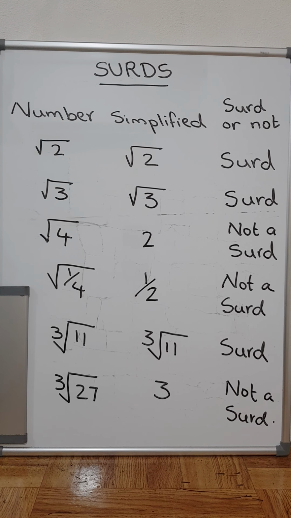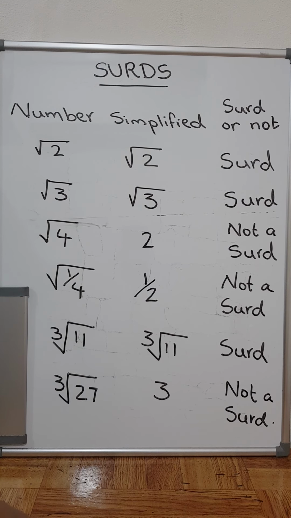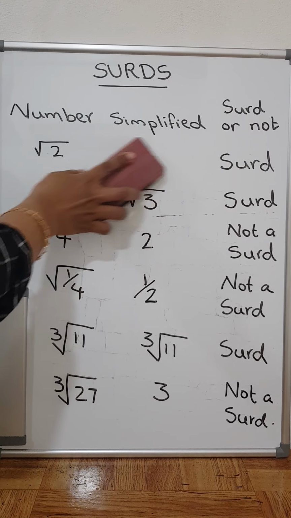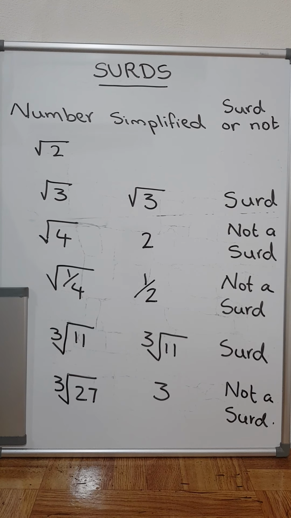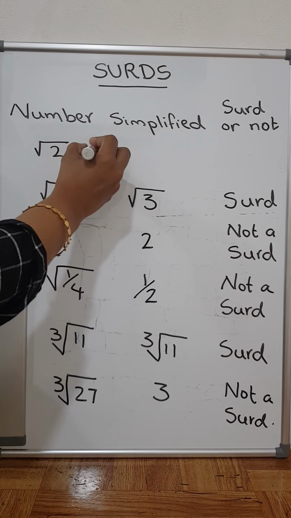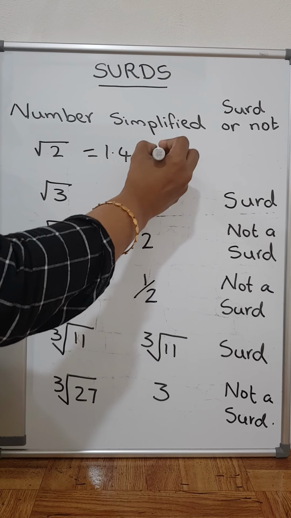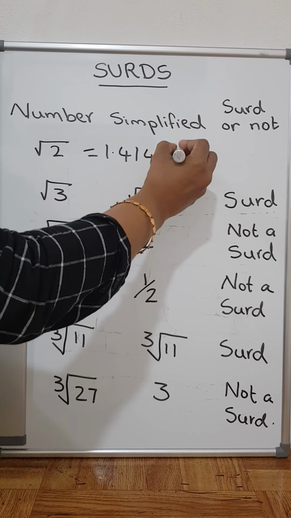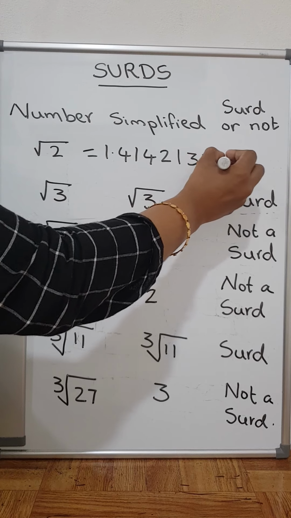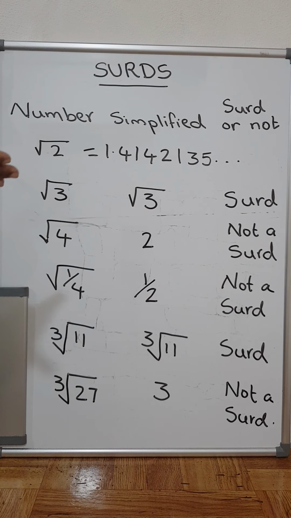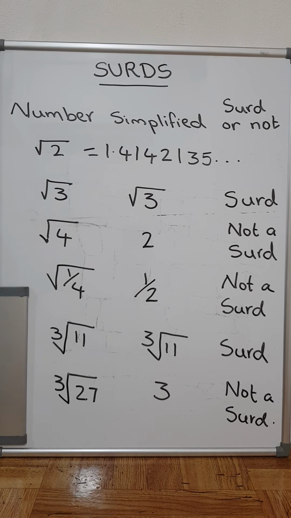If we represent a surd in decimal form, it will be never ending and never repeating. Let's see the value of square root of 2 in decimal form. In decimal form, square root of 2 is equal to 1.414213 etc. It goes on. It never ends, never repeats.